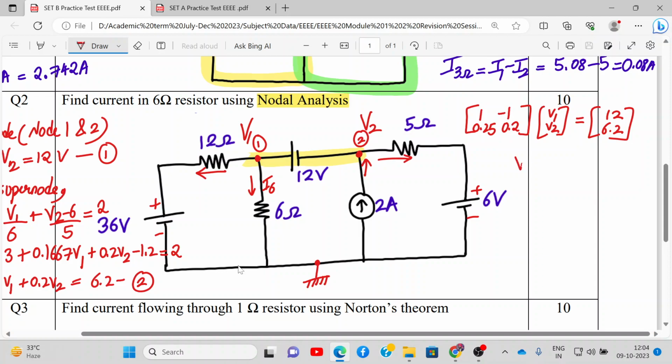And you should get the value of V1 as 172 divided by 9. And that will be equal to 19.11 volt. And V2 is coming out to be 64 by 9, and that is around 7.11 volt.